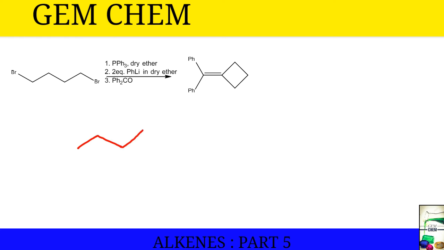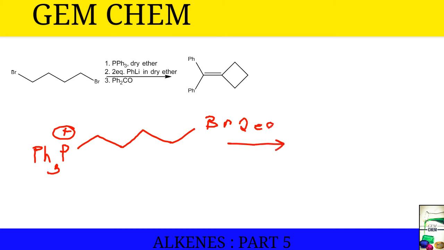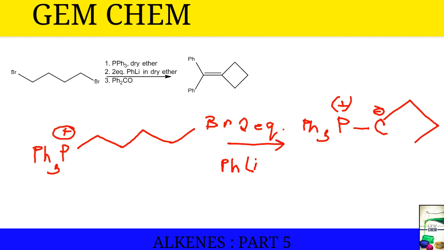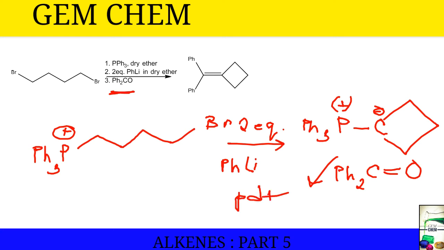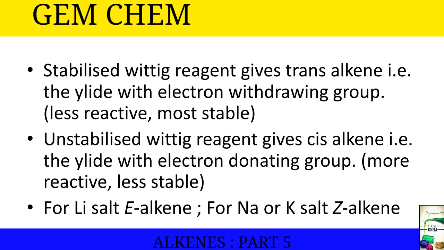So first, when we add this with the PPh3, then we get this part, that is this Br and PPh3. This will be the product of the first step. Then on adding 2 equivalents of PhLi, we get the ylide, that is Ph3P plus and C minus, and this one. Right. Now on adding the ketone, that is Ph2C double bond O, we get the product which we require. Right.